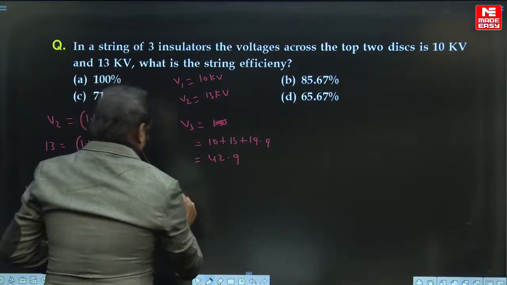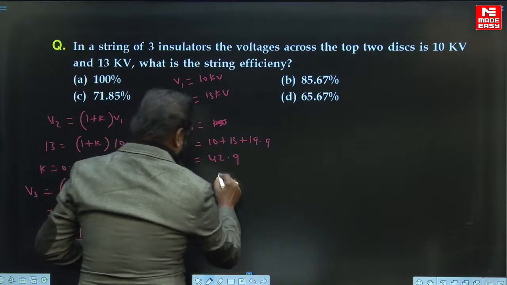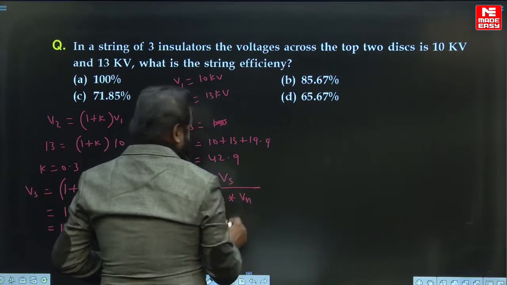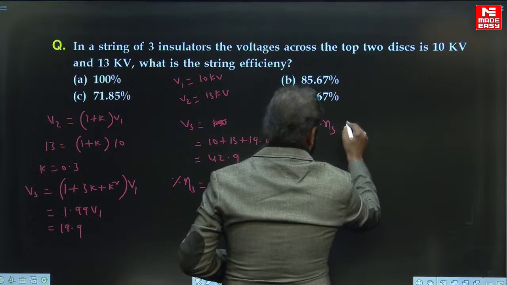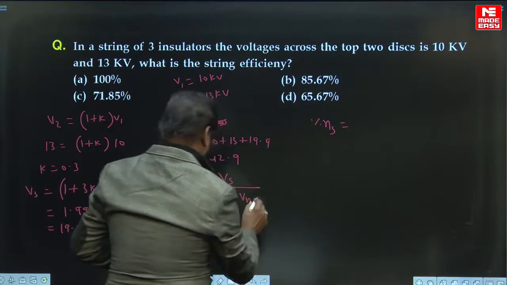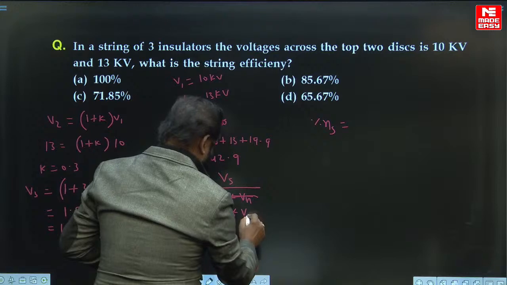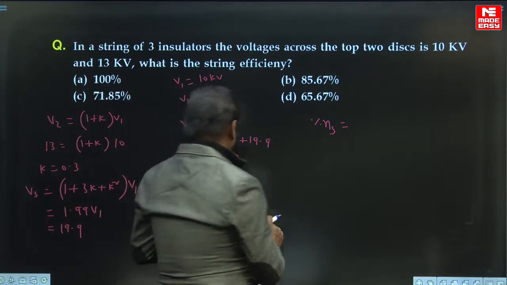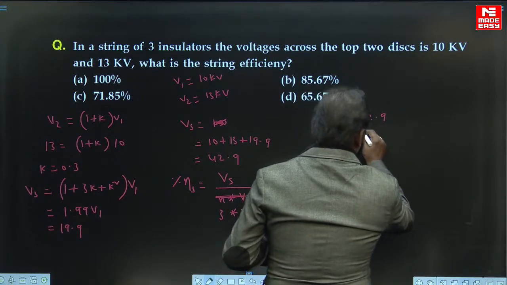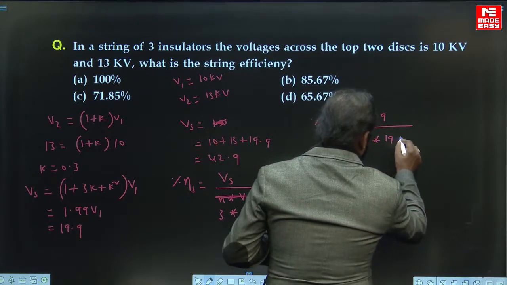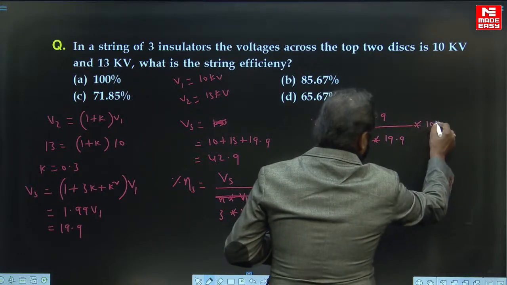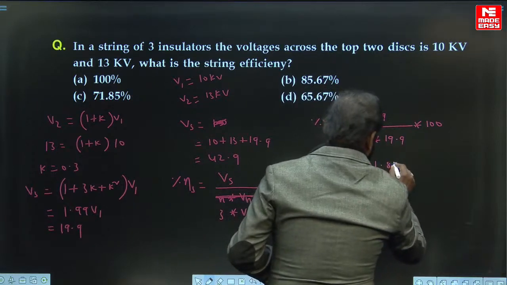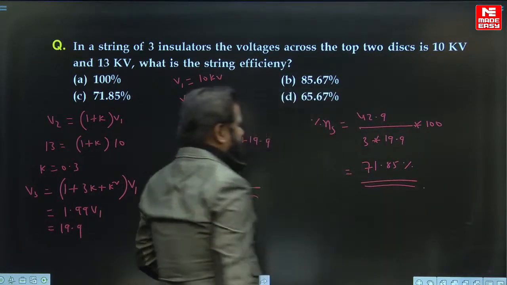42.9. So percent of string efficiency is equal to Vs divided by N into Vn. Otherwise, you can directly write it as 3 into V3, because there are 3 discs. So this equals 42.9 divided by 3 into 19.9, into 100. So this comes to around 71.85. That is the calculation.